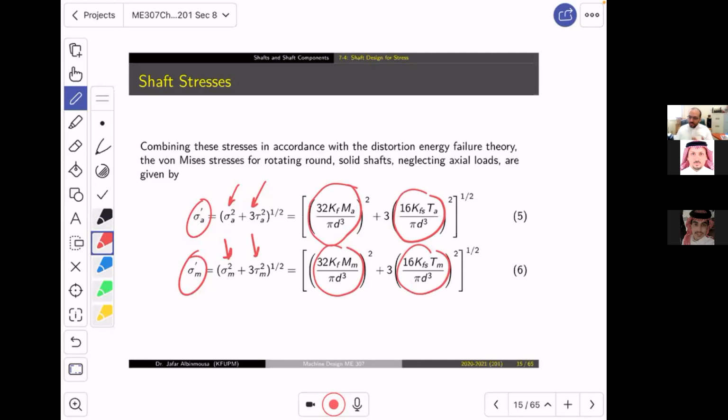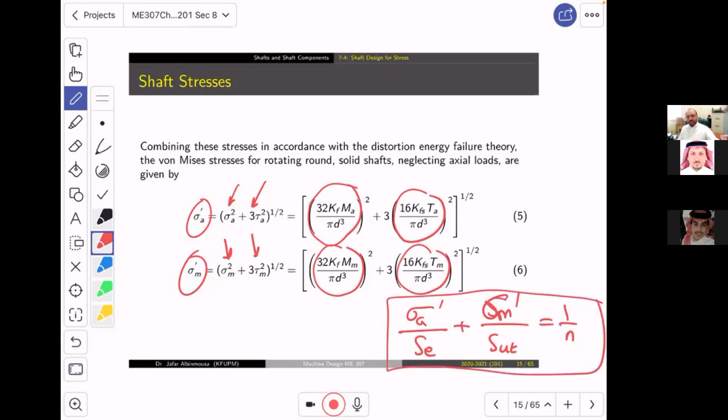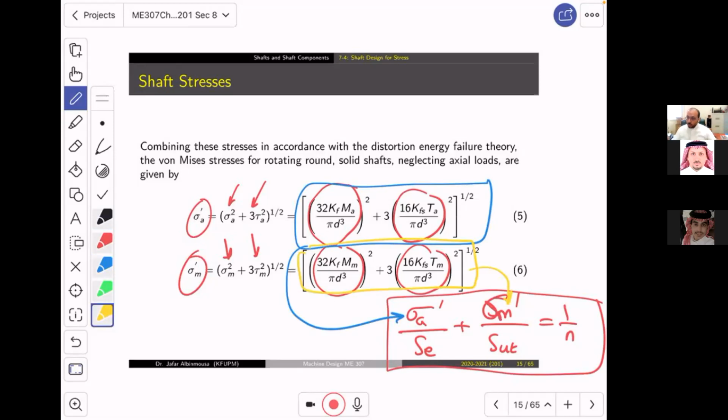Now, if we know what is inside them, then Goodman says sigma a prime divided by Se plus sigma m prime divided by Sut is equal to 1 over n. So the question: can I take all of this and plug it here, and then take all of this and plug it here? Of course, yes. You'll have a big equation, but if you rearrange the equation, you will get a very neat end equation. And this is what we have.